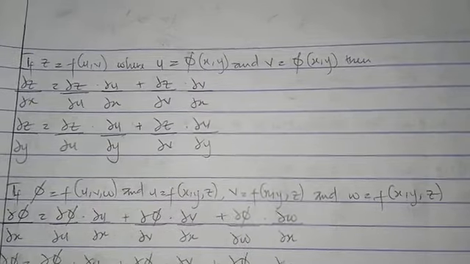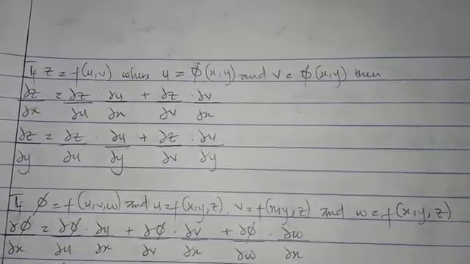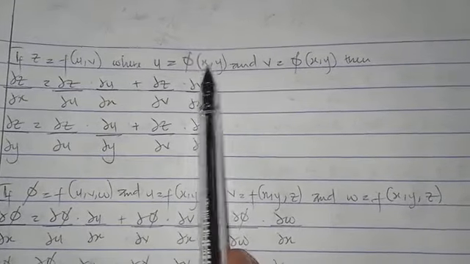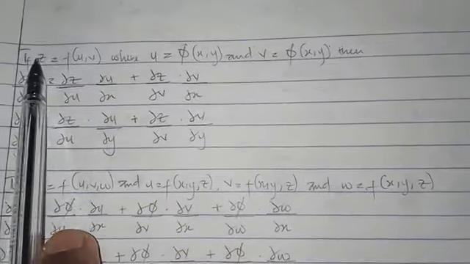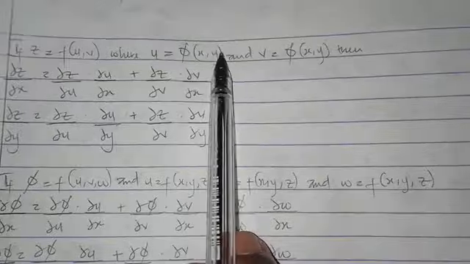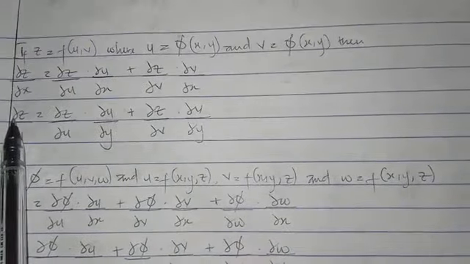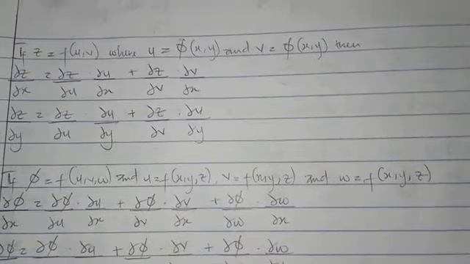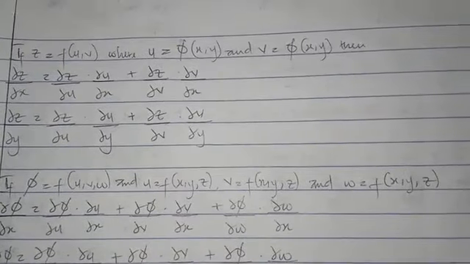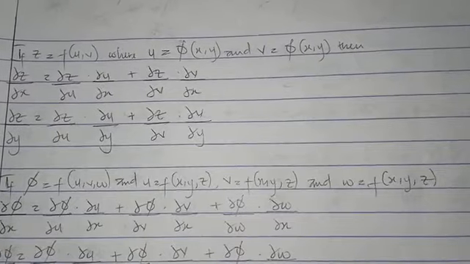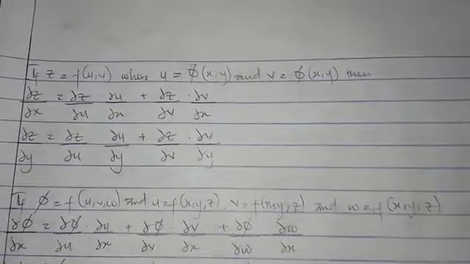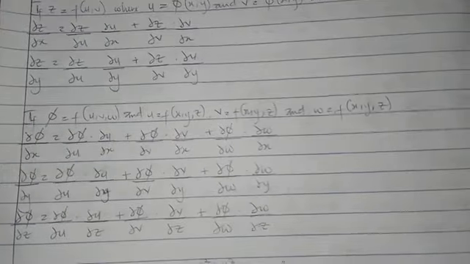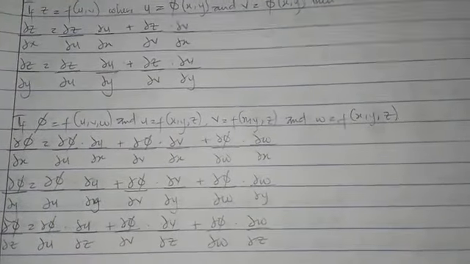Then partial z over partial y. You can see it now. Since the final function variables are x and y, we need to express z in terms of x and also express z in terms of y. So partial z over partial y is equal to partial z over partial u times partial u over partial y plus partial z over partial v times partial v over partial y. This is a formula you just need to take note of.